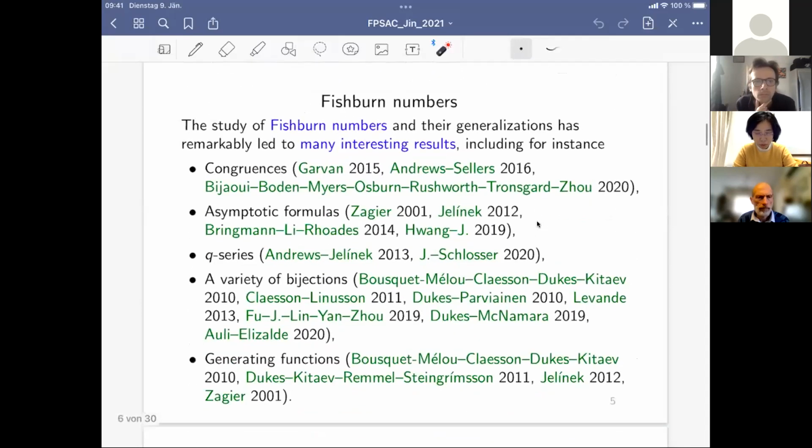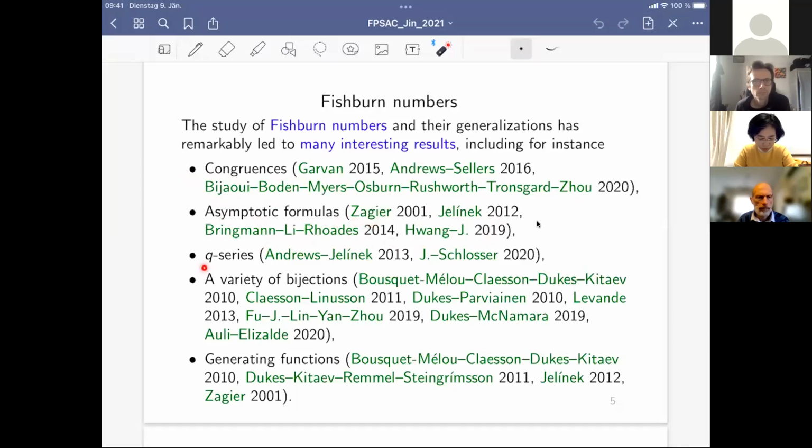So why are we interested in fishbone numbers? Because they have led to many interesting results. The list of references here is certainly not exhaustive. To name a few, the congruences of the fishbone numbers and their generalizations were studied by Gavin, Andrews, Sellers, Bijovi, and his co-authors. And asymptotic formulas were discussed or derived by Zagier, Jelinek, Ringman, Lee, Rogers, Huang, and myself.